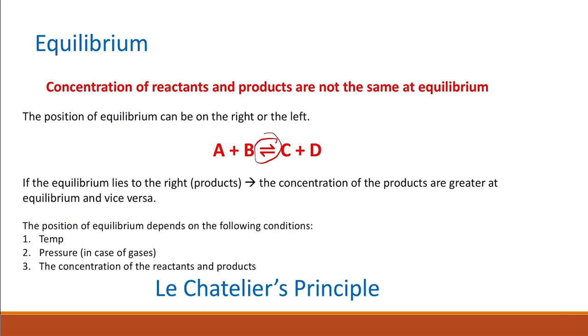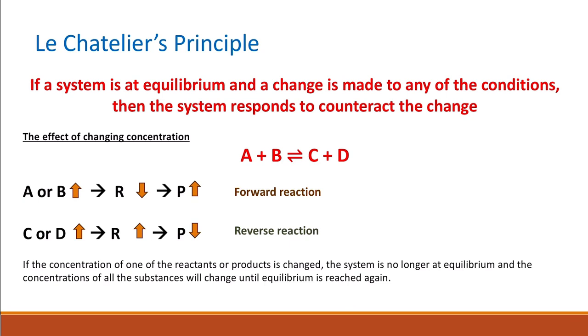The position of the equilibrium could be either toward the products or towards the reactants. There are certain factors that affect where the position of the equilibrium will be. This is called Le Chatelier's principle. Le Chatelier's principle states that if a system is at equilibrium and a change is made to any of the conditions, then the system will respond to counteract that change.